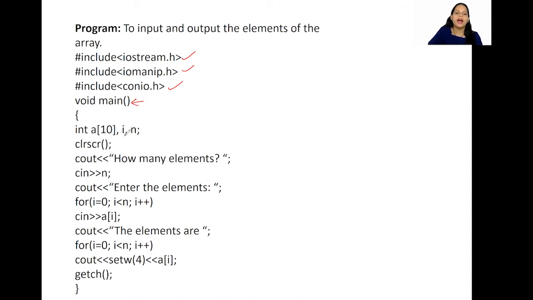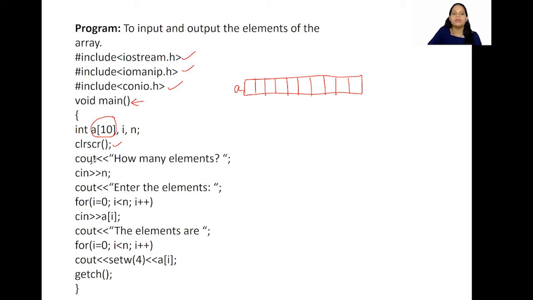Now see, I am declaring an array here whose name is A. And it is of size 10, so 1, 2, 3, 4, 5, 6, 7, 8, 9, 10, 10 items. Then I have a variable I and a variable n. Then I'm doing the clear screen. This is to clear the screen so that I want only my output to come.